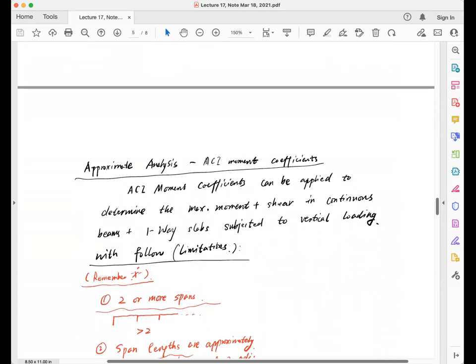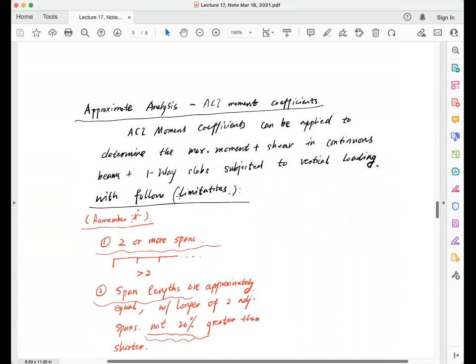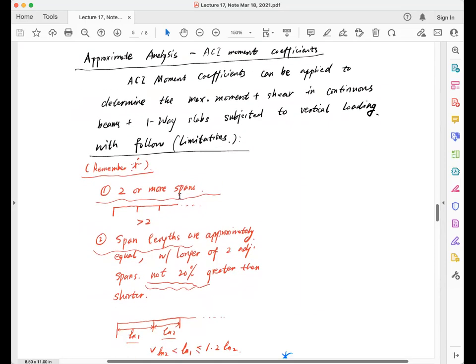And we call this ACI moment coefficients, right? It's just some indexes and numbers ACI provides us, so you don't have to run through the whole complex structural analysis to get the moments. Okay, so it's surely easy to use, and I like using that a lot, but be careful. There are limitations. Okay, which means there are boundaries, right?